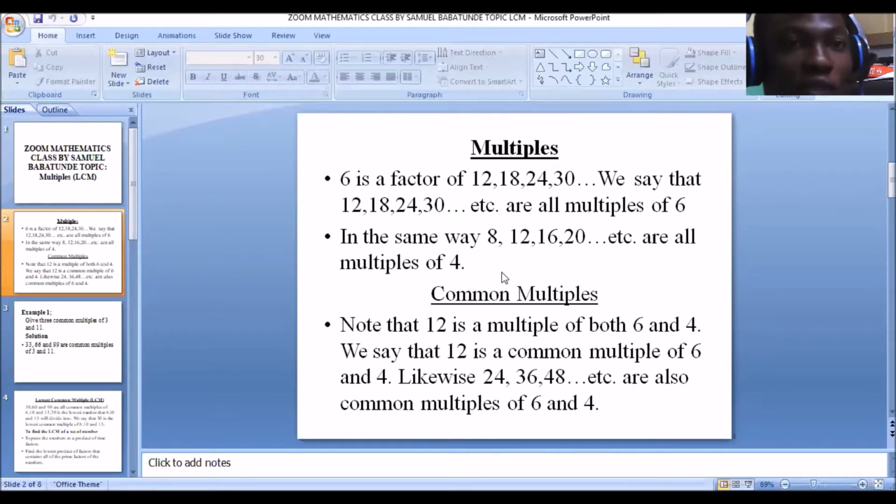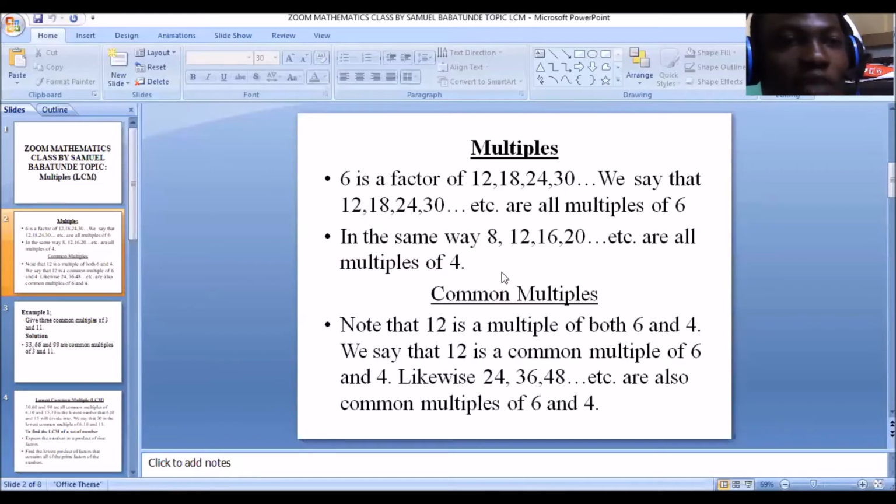Because 6 goes into 12 2 times without any remainder, into 18 3 times without any remainder, into 24 4 times without any remainder, and into 30 5 times without any remainder. Because of this, we say that 12, 18, 24, and 30 are all multiples of 6. Remember, 6 is their factor.